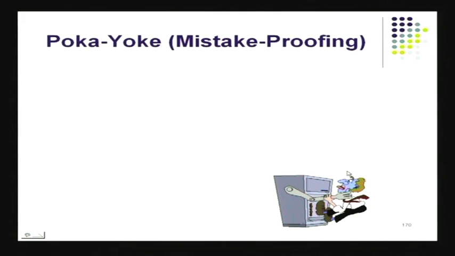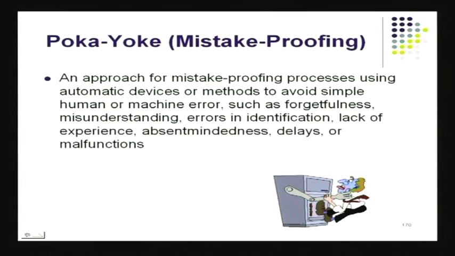There is another set of tools. Tools are not just a few. There is another set of tools, and these were created by the Japanese. These are called mistake proofing, by which you basically try to avoid problems when, due to lack of experience, errors in identifying something, reading a sign, or absent-mindedness, you end up with a problem.